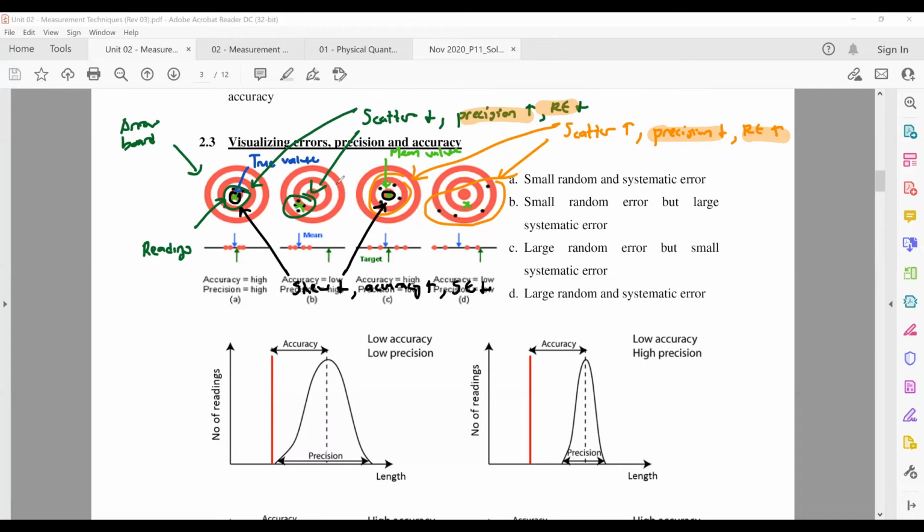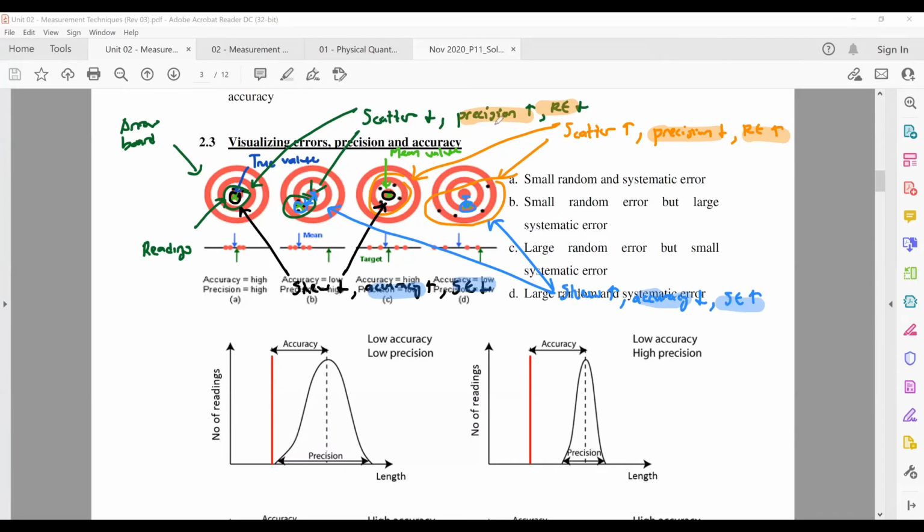Then, let me use a different color. If you look at the second board and the fourth board here, you see that your mean value is situated quite far off from your true value. So this one here, we will say that your skewing is quite high. It's quite offset. It has a very large offset from your true value. So your accuracy is low. Your systematic error is high. Okay, so by looking at it this way, you can see your accuracy and systematic error.